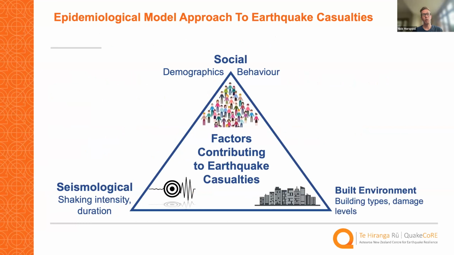Now, in the past, research on earthquake casualties has usually been focused on a single discipline. So it's either come from the engineering side or from the medical research field. But what we've tried to do in this project is really take an epidemiological approach. So we're trying to combine different disciplines together to understand the factors that are contributing to earthquake casualties and how they interact. This can be described as looking at the social factors, such as demographics of people and how people behave, the seismological aspects, so the shaking intensity, duration, and where it occurs, and then elements of the built environment. So this is around building types and damage levels. We're trying to combine these and look at them from a multidisciplinary point of view.